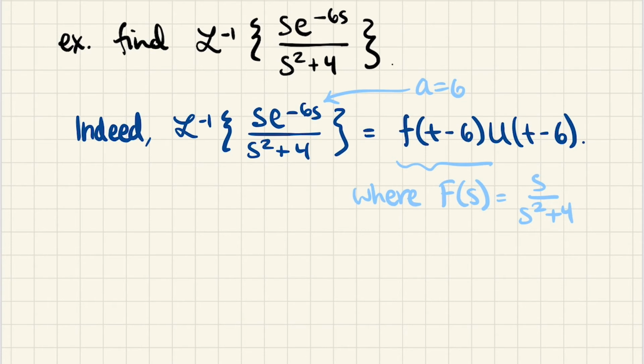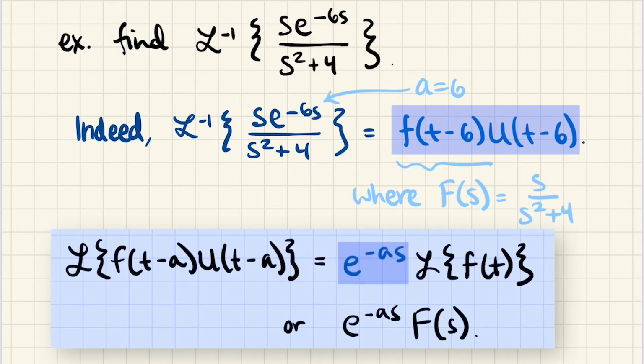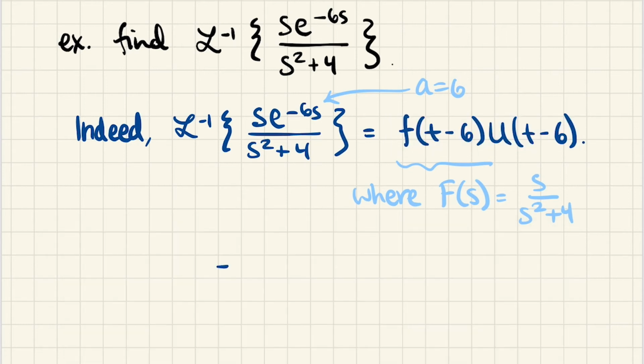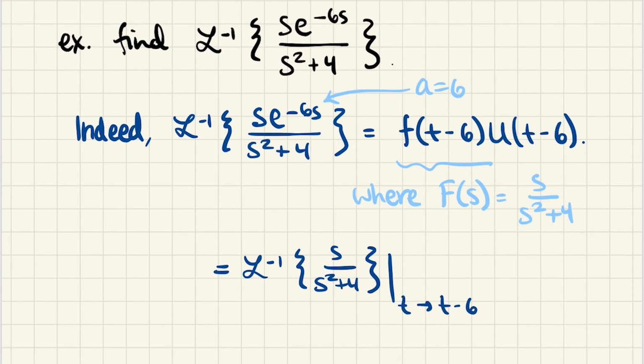Because imagine that we were trying to take the Laplace transform of this thing. We know that it would simply be e to the negative 6s multiplied by the Laplace transform of simply this thing without the negative 6, so just little f of t. So we can write this as the inverse Laplace transform of s over s squared plus 4 with t being replaced by t minus 6. And then this is all multiplied by the unit step function t minus 6.